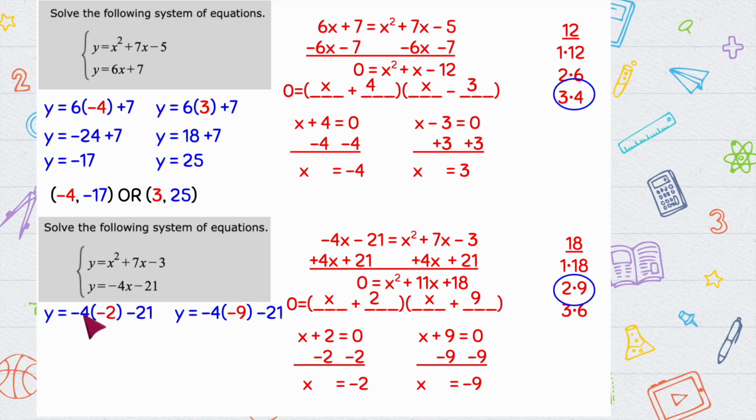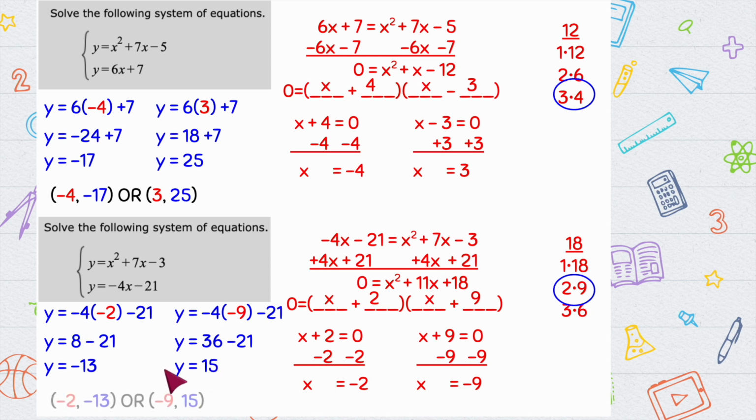So -4 times -2, I get positive 8, minus 21 is -13. So I have -4 times -9, which is going to give me positive 36, minus 21 gets me 15. So my two solutions are -2 and -13, and -9 and 15. And of course, it does matter which two you put together because -2 definitely goes with -13. That's what I got when I plugged in -2. So, obviously those need to stay grouped together. And 9 is what I plugged in to get 15.